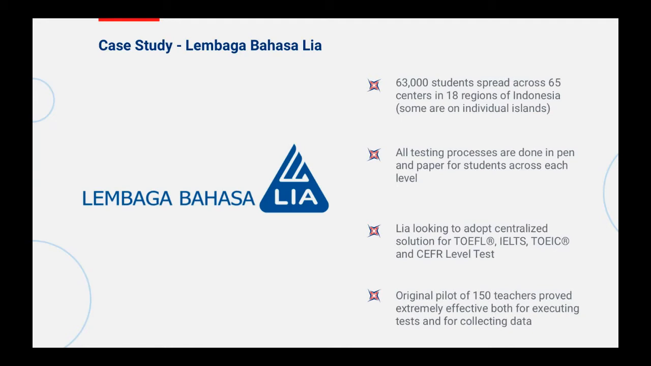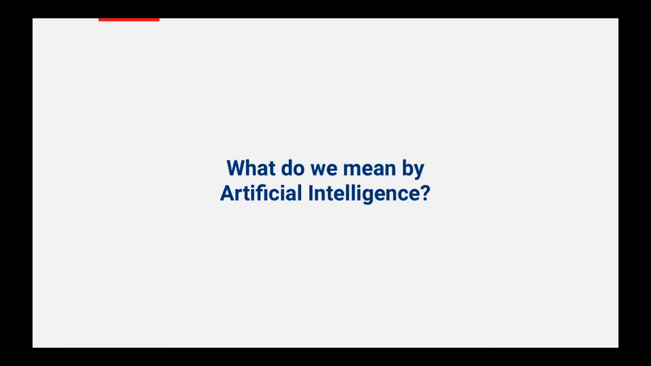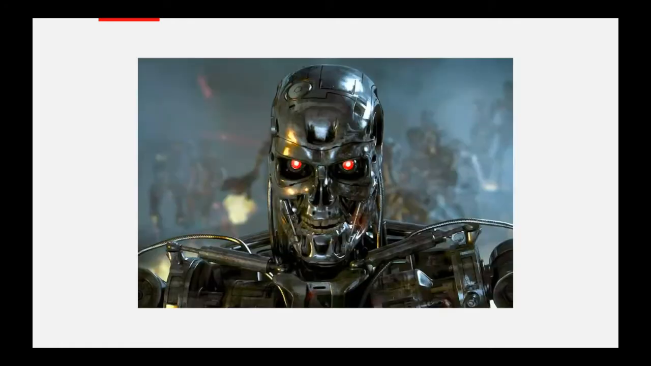Now, the crux of this whole conversation, education 5.0 and artificial intelligence and how it plays a role in this space. So before I jump in here, just to set the tone, there's a lot of misunderstandings about what artificial intelligence actually is. So when we say artificial intelligence, most people think of the Terminator. AI is coming for our jobs. It is going to change life on this earth as we know it.